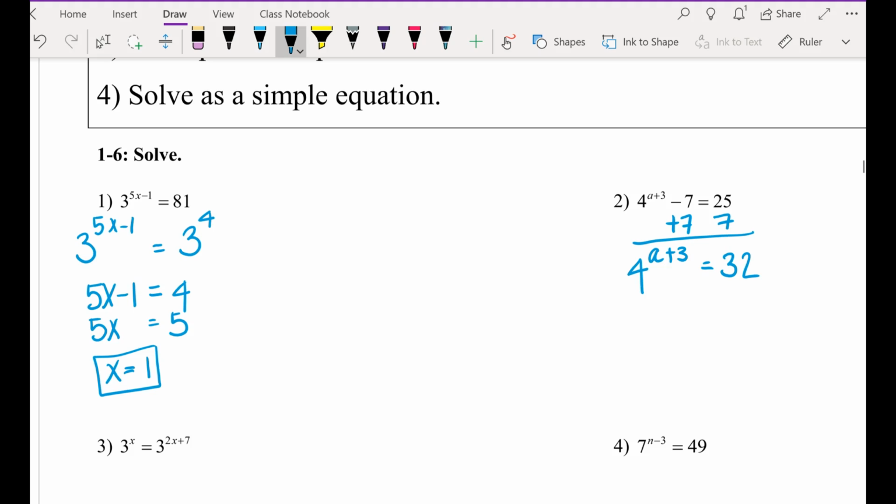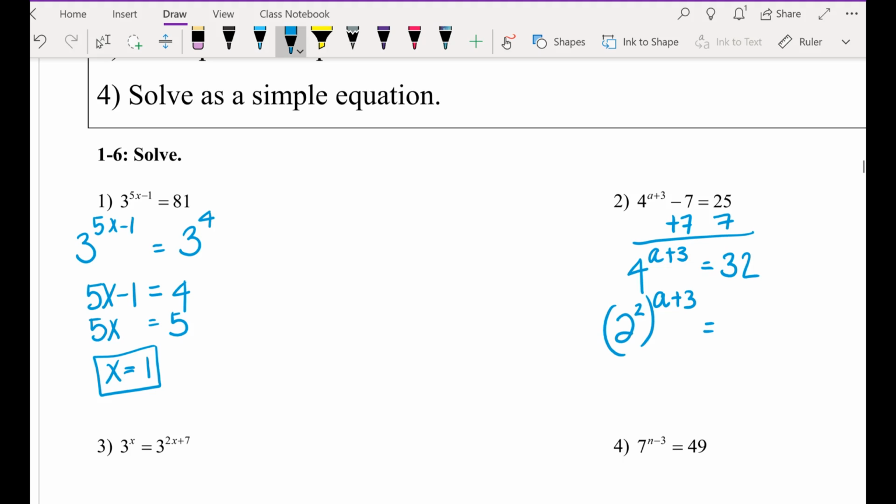Someone said 4 times 4 times 4 is 32. Is that true? No. 4 to the third, which is 4 times 4 times 4, is 64, not 32. Power of 5, 2 to the power of 5. Can I break it down to a base of 2? That means this base of 4 is raised to a power of what? 2, because 2 squared is 4. But then I have the original power of a plus 3.